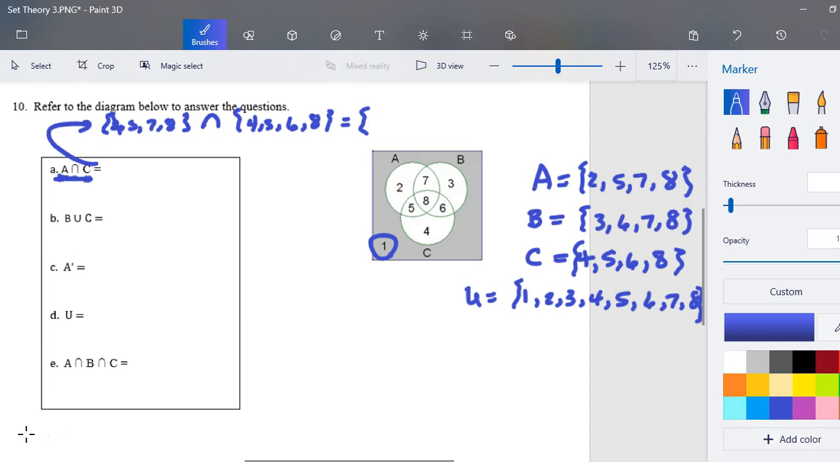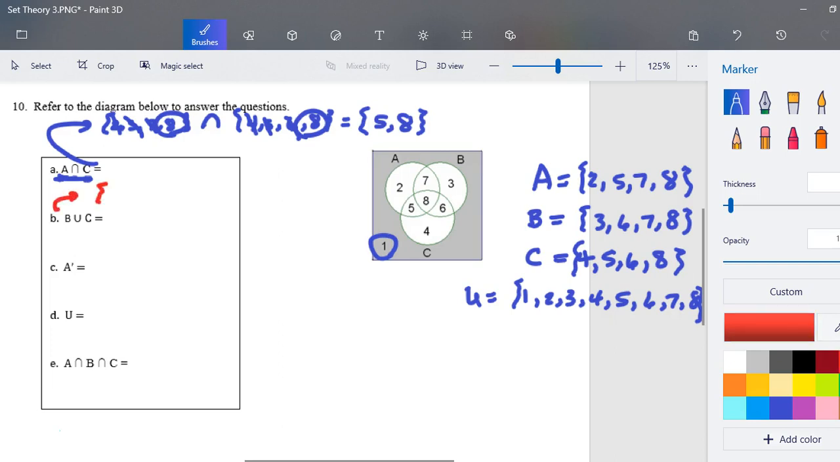2 is not listed in both. 5 is in both. 6 is not in both. 7 is not in both, but 8 is in both. So our final answer for part A is the set of 5 and 8, which is the intersection of A and C.